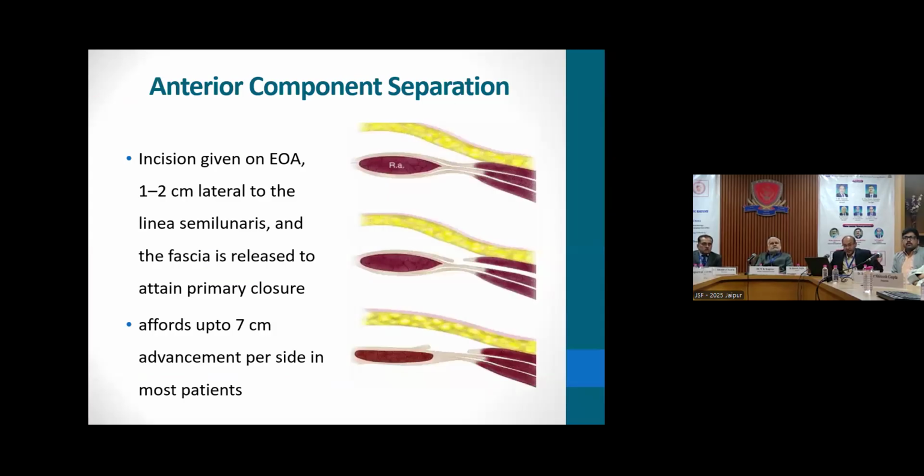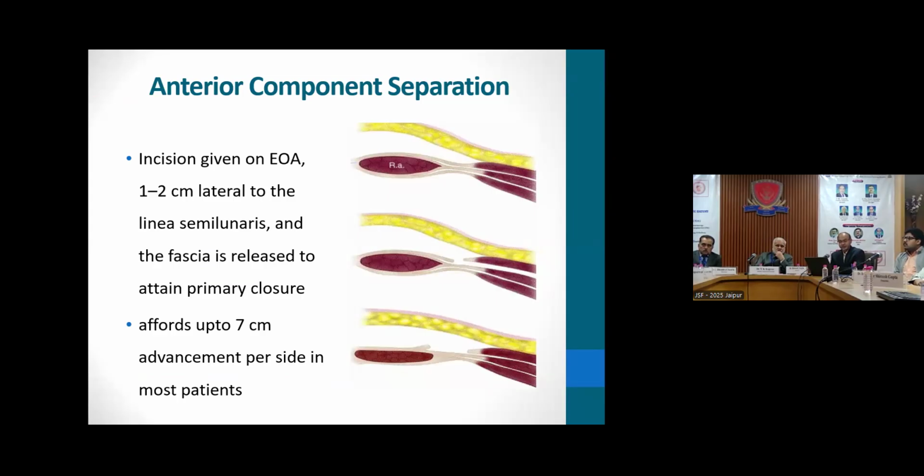Another method is the anterior component separation. Now, if we have large defects, usually laparoscopic surgeries can tackle up to 5 centimeter defects easily by this IPOM or IPOM plus method. But if we are having large defects which are more than 5 centimeters, if there are large incisional hernias, then we need some methods to close these incisions in the midline without creating any tension.